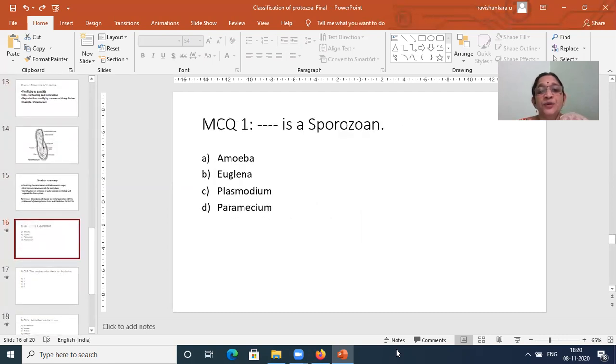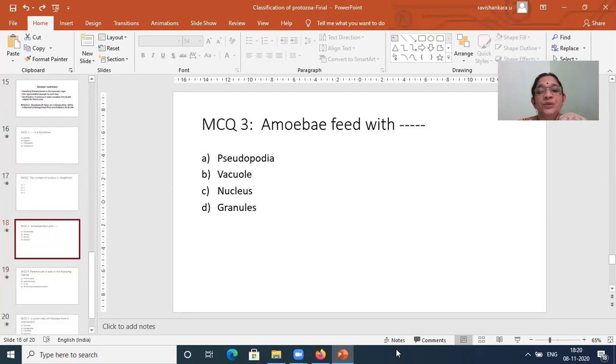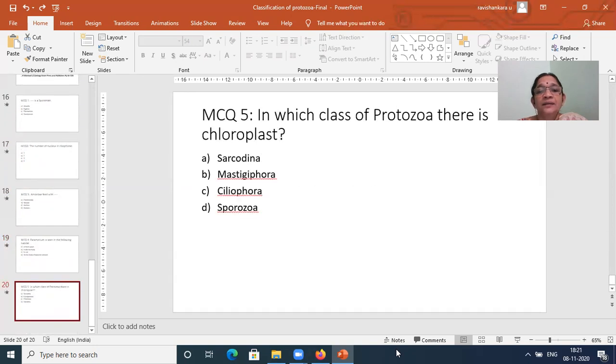An example for sporozoa is Plasmodium. Number of nuclei in Ciliophora: there are two nuclei. Amoebae feed with the pseudopodia. Paramecium is seen in the freshwater habitat, and chloroplast is found in mastigophorans. With this, we will come to the end of this session.